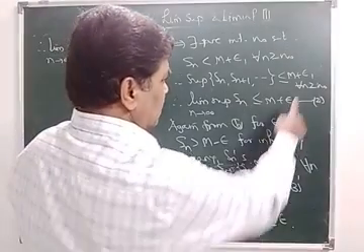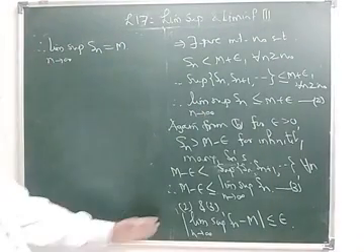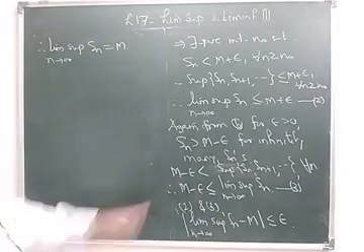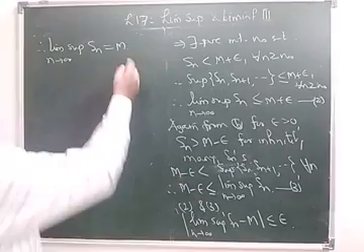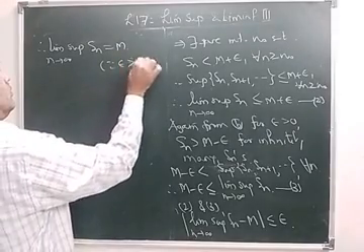Is it clear? Here, it is less equal to m plus epsilon. And here again you are saying that m minus epsilon is also less equal to that, since epsilon is arbitrary.